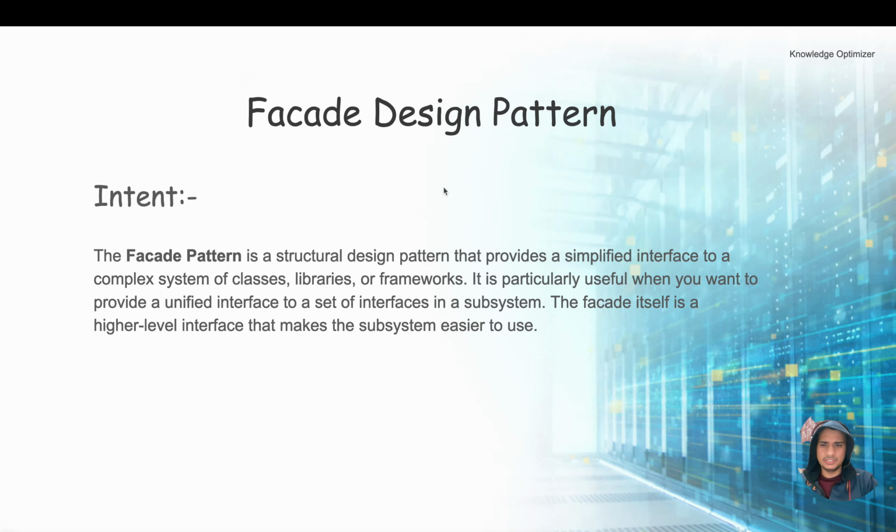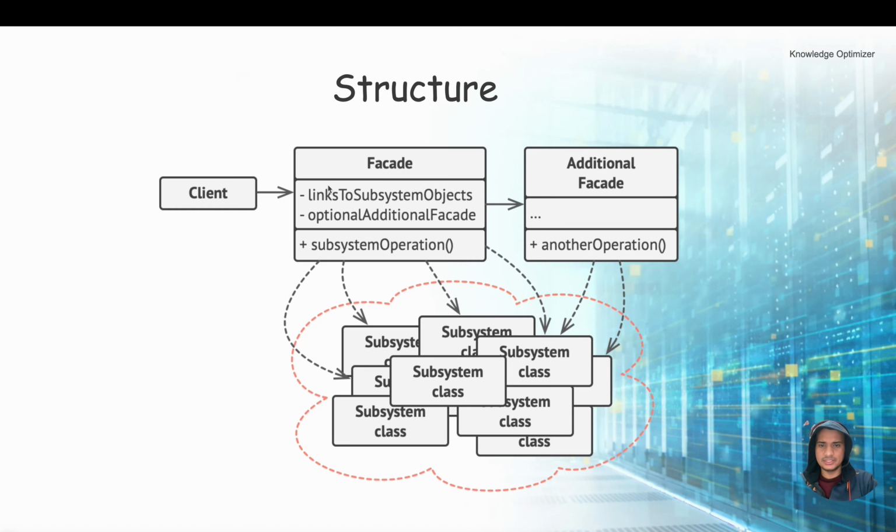If we just see the structure, it's like this: only the client is just calling a single function of it. In between, what it is doing in the subclasses is hidden, and basically the final product is shown to the client. So I think that's the main idea of the facade pattern.